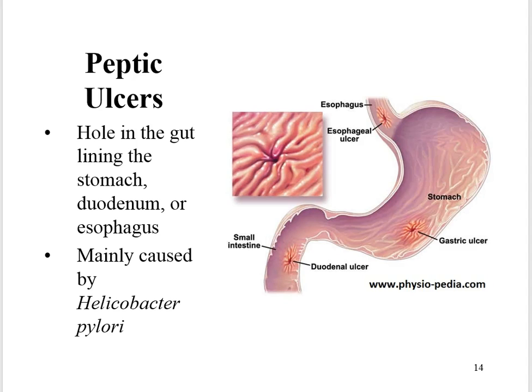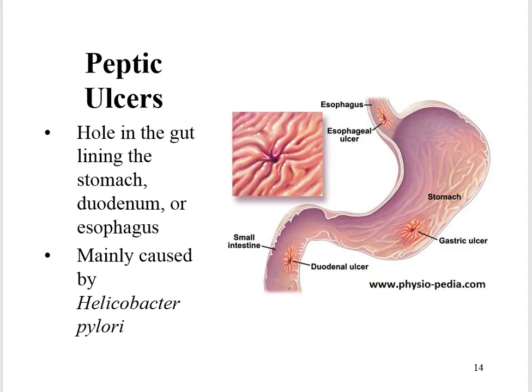Peptic ulcers. It's a hole in the gut lining of the stomach, duodenum, or esophagus, mainly caused by Helicobacter pylori. Other major causes of ulcers are the chronic use of anti-inflammatory medications, NSAIDs, and cigarette smoking.